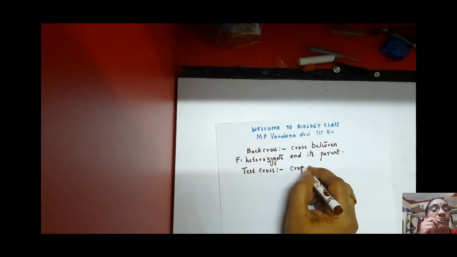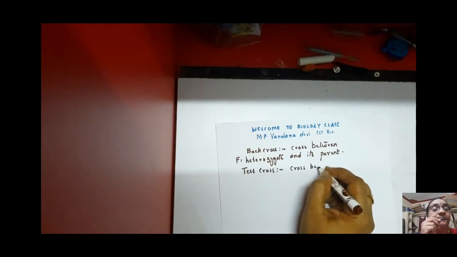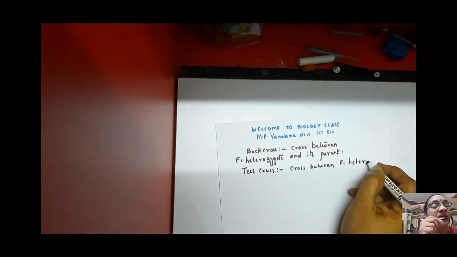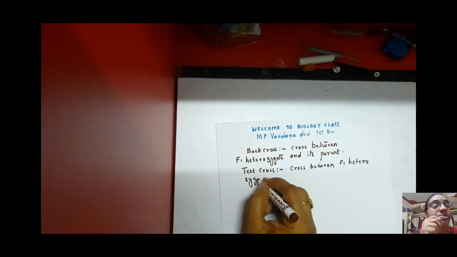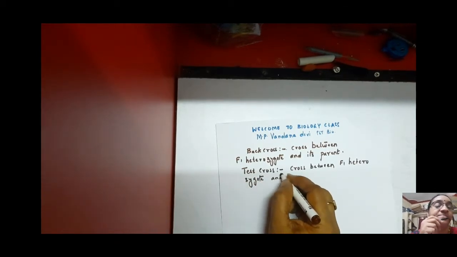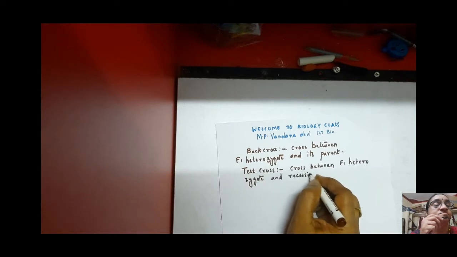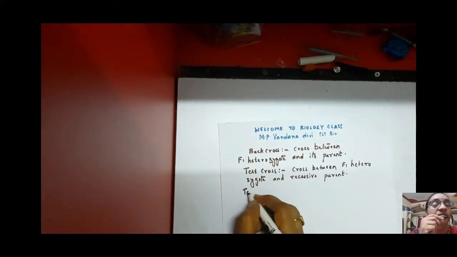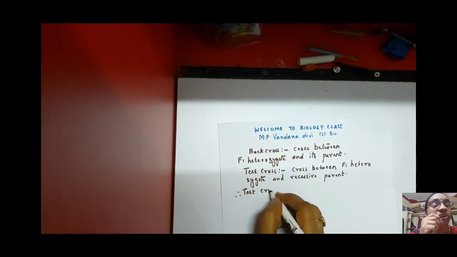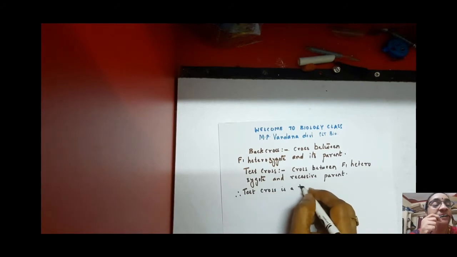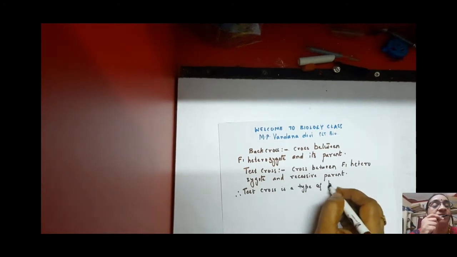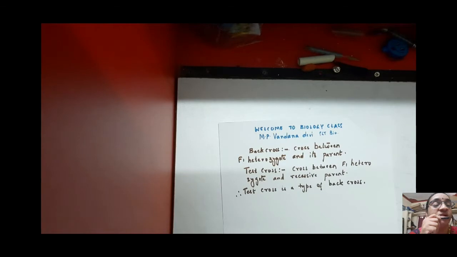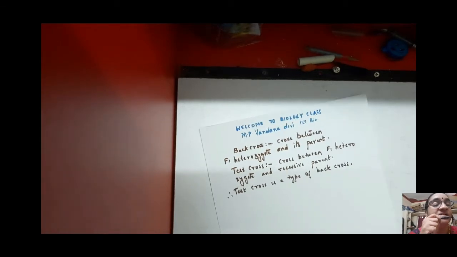Whereas test cross is a cross between F1 heterozygote and its recessive parent, or another organism which is pure for the recessive trait. Now, in the previous session, we worked out an example where a cross was made between pure tall and pure dwarf, and the F1 heterozygote was capital T small t, isn't it? So the same thing here. Capital T small t F1 heterozygote is crossed to the recessive type, that is small t small t.